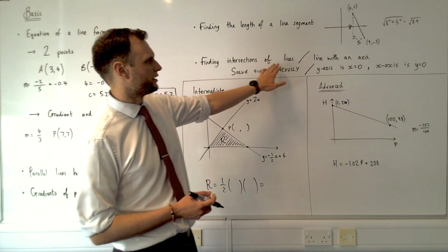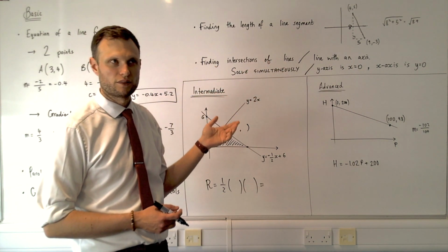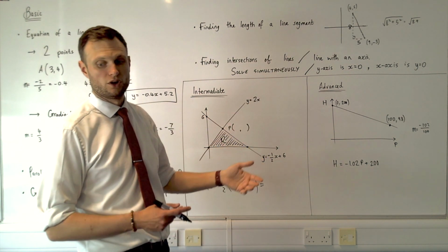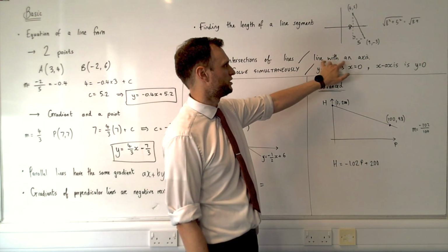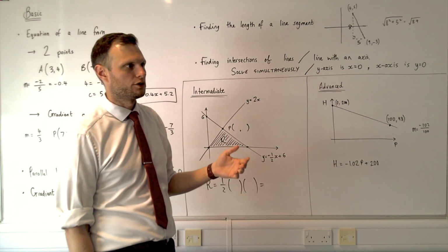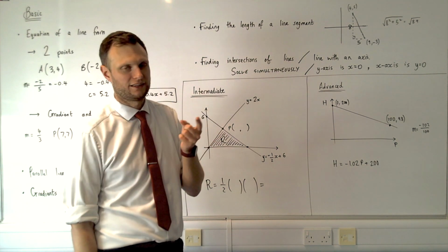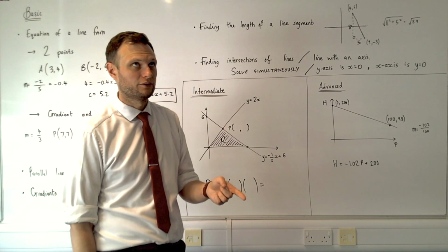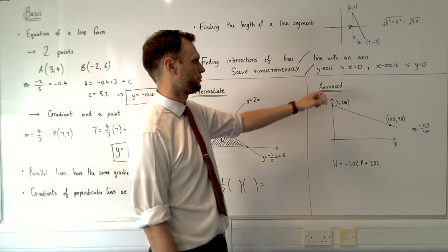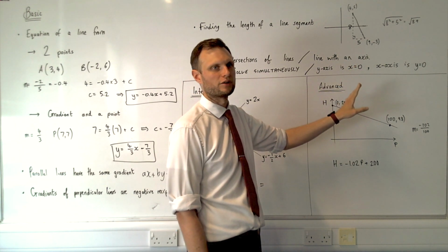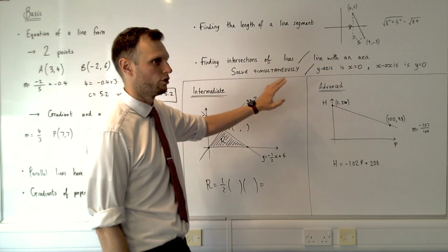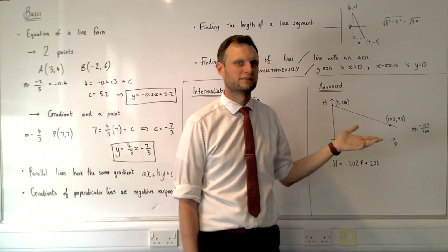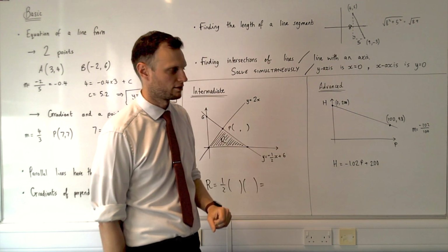Finding intersections of lines is chapter 3. You solve them simultaneously, so either by elimination, substitution, or using your calculator. If you want to find when something intersects an axis, you just put x equal to 0 if you want to find the y-intercept, and y equal to 0 if you want to find the x-intercept. So the y-axis is the line x equals 0. It is solving simultaneously, but one of your lines is either x equals 0 for the y-axis or y equals 0 for the x-axis.